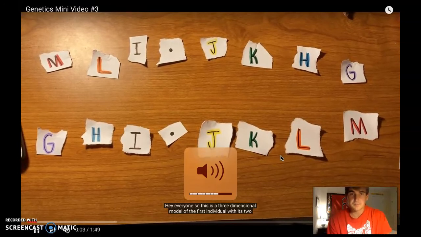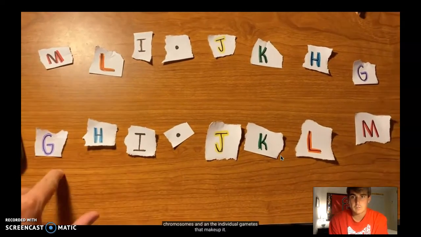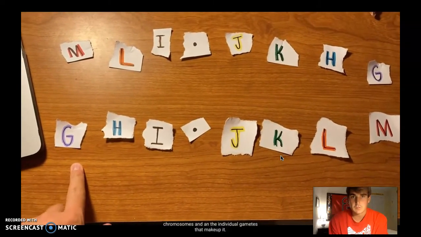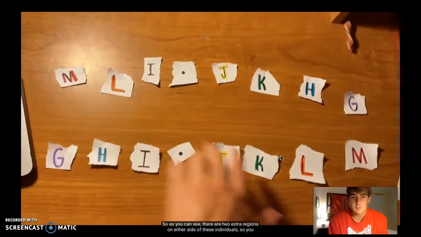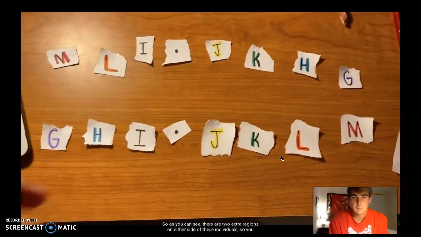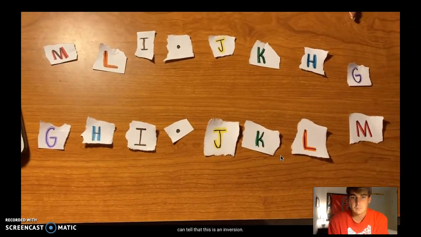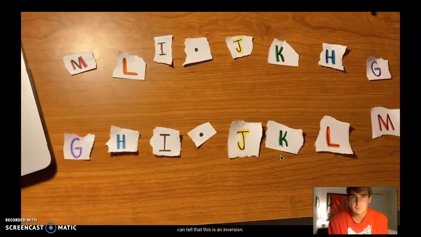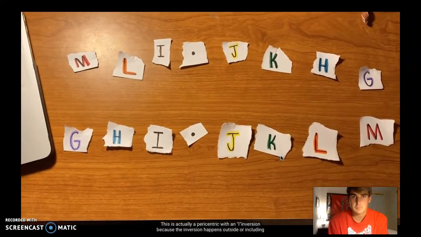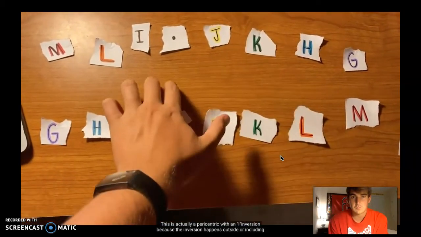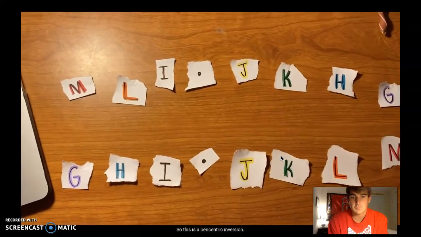Hey everyone, so this is a three-dimensional model of the first individual with its two chromosomes and this individual's gametes that make up it. So as you can see, there are two extra regions on either side of these individuals, so you can tell that this is an inversion. This is actually a paracentric inversion because the inversion happens outside of the centromere, including the two chromosomes. So this is a paracentric inversion.